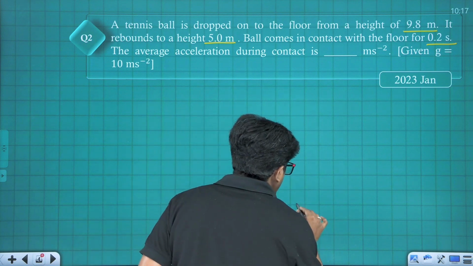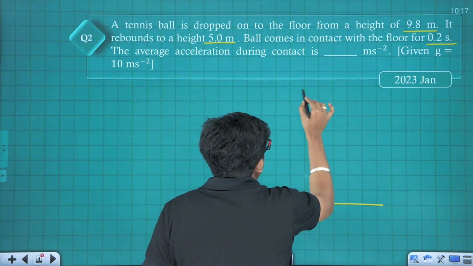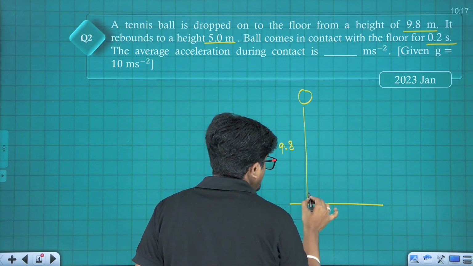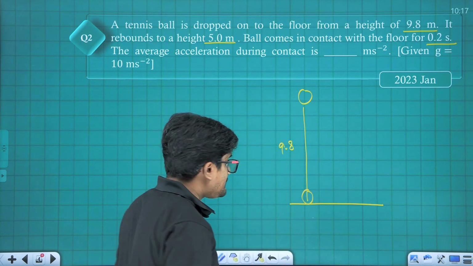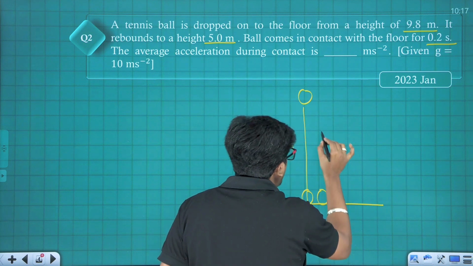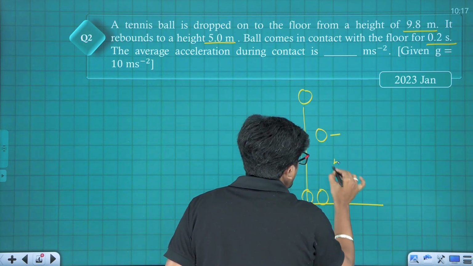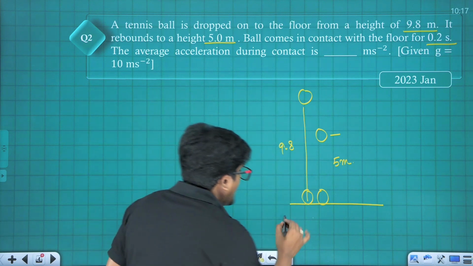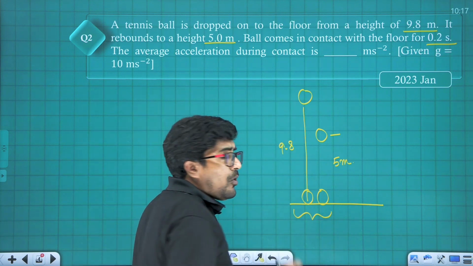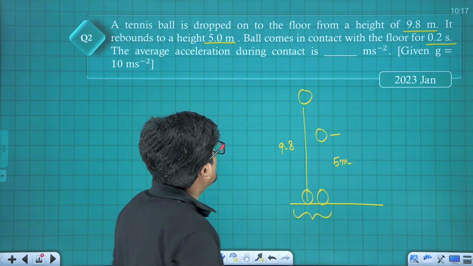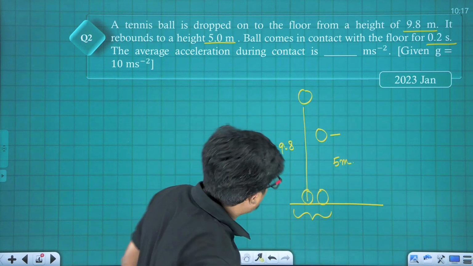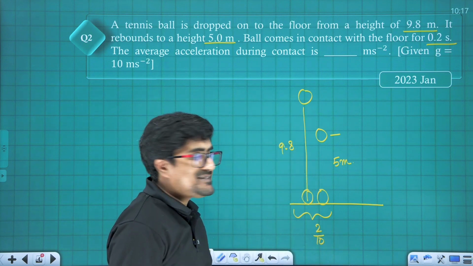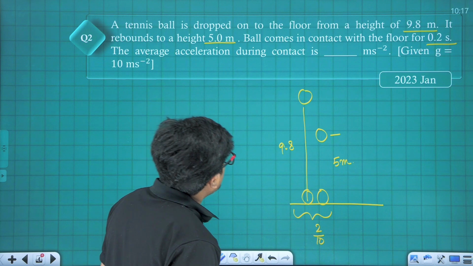Let's try to understand the question first. A ball is dropped from a height of 9.8 meters. It will come in contact with the ground, and after that it rebounds to a height of 5 meters. As per the question, the ball was in contact with the floor for a time duration of 2 by 10 second.